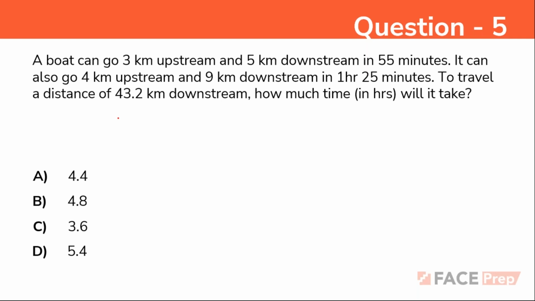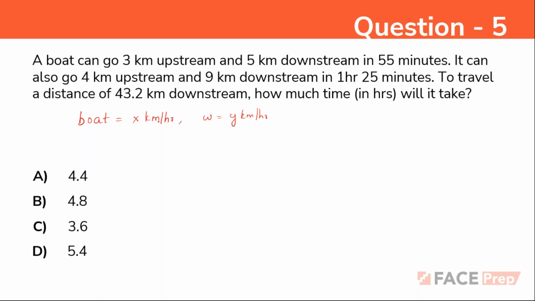So here, let me take the speed of boat as x kilometer per hour and speed of water is y kilometer per hour. Okay, so here 3 kilometer upstream, 5 kilometer downstream. Downstream means I'll be adding both the speeds, upstream means I'll subtract both the speeds, right? So downstream is x plus y kilometer per hour and upstream is x minus y kilometer per hour.